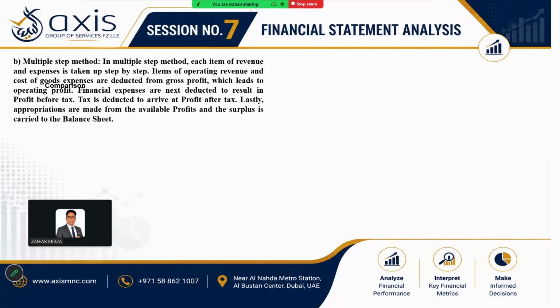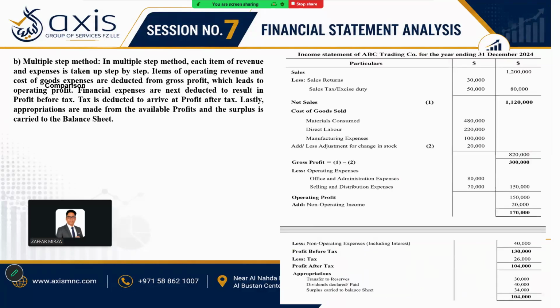So which method did we learn? Twice, which method did we learn? This is the method which we discussed in the first class. The format of income statement, that is the sales minus sales return.